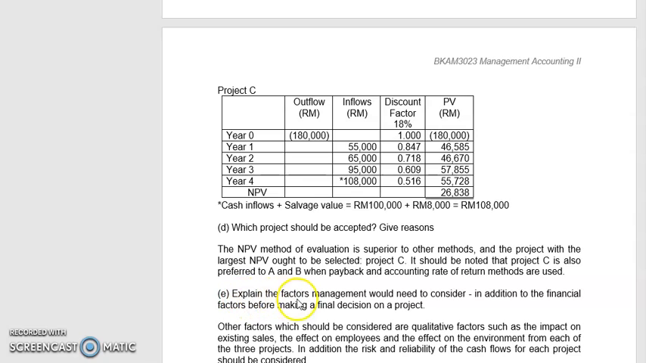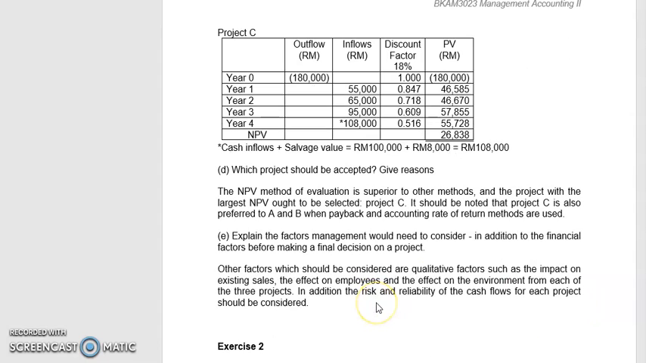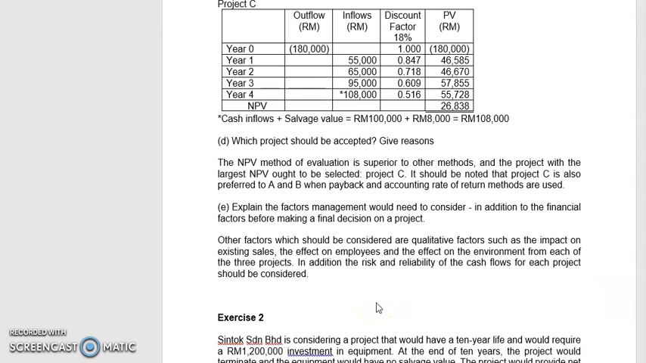E. Explain the factors management would need to consider in addition to the financial factors. So beside financial factors, there are other qualitative factors that need to be considered, such as the impact on existing sales, the effect on employees, and the effects on the environment from each of the 3 projects.